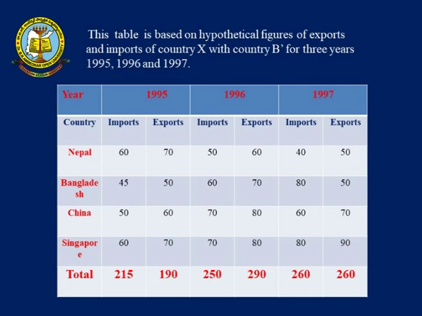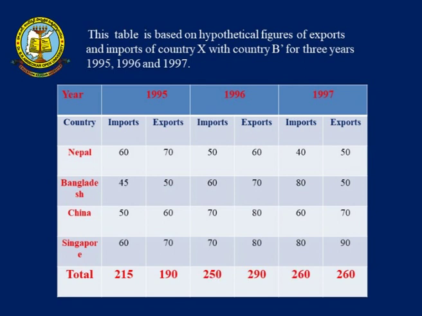Now, coming to our example, three years of data are available: 1995, 1996 and 1997, for the countries Nepal, Bangladesh, China and Singapore. Import values of 1995 are 60, 45, 50, 60, total 215, and exports in the same year are 70 from Nepal, 50 from Bangladesh, 60 from China and 70 from Singapore. Total exports are 190.